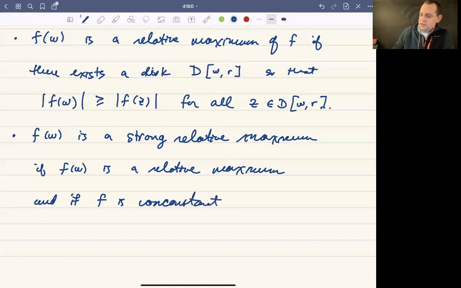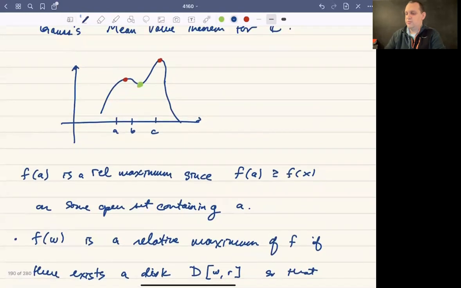Okay, so if you have a function that's going to be constant, then every point is a relative maximum. Here, when we say a strong relative maximum, we're just not allowing that situation. So we're not allowing the function to be constant over some disk. To be a strong relative maximum means that there's a single point that's larger than all the others, at least locally.